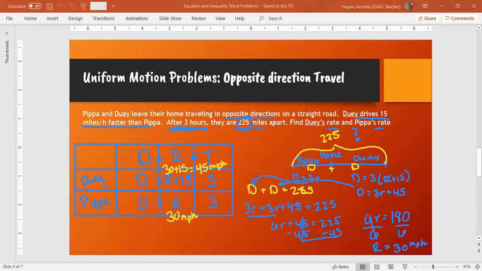Okay, so this one, opposite direction travel, you need to realize that their distances add up. So we're going to add these equaling their total ground covered. Okay, so that's our uniform motion problems, and kind of a rundown on that. Just remember that this table is your best friend. This table is like the best thing you can do for these problems. They're so easy once you master that table, okay?